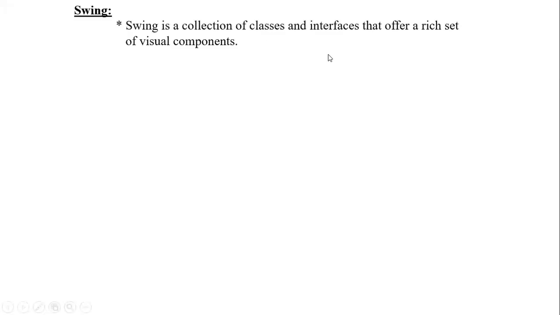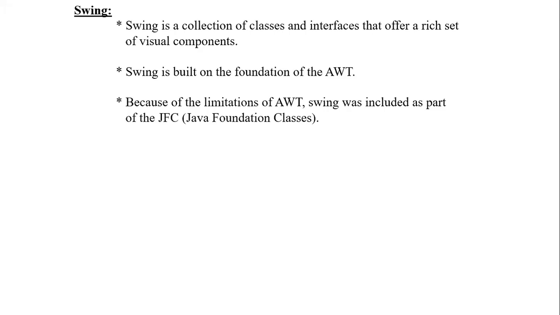Swing is a collection of classes created to provide you a set of beautiful visual components. Swing is built on the foundation of AWT. What is the abbreviation of AWT? Abstract Window Toolkit. The intention of AWT was to develop Windows applications, and Swing has been built on that foundation. Because of the limitations of AWT, Swing is included as part of the Java Foundation Classes.